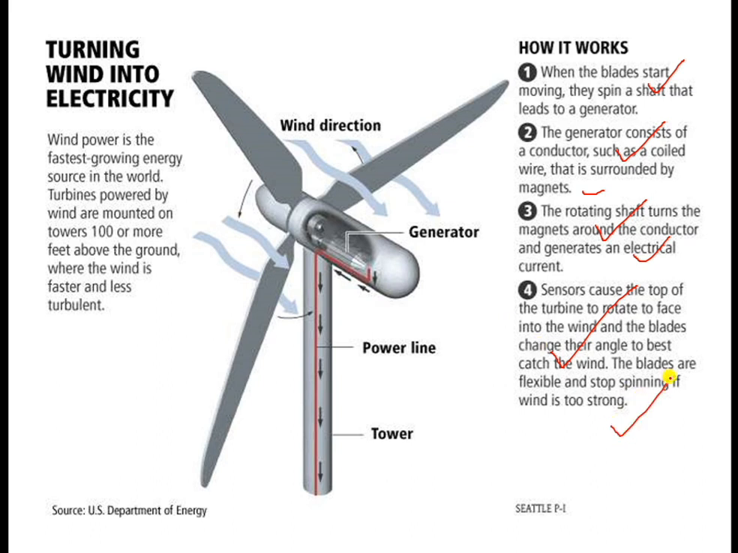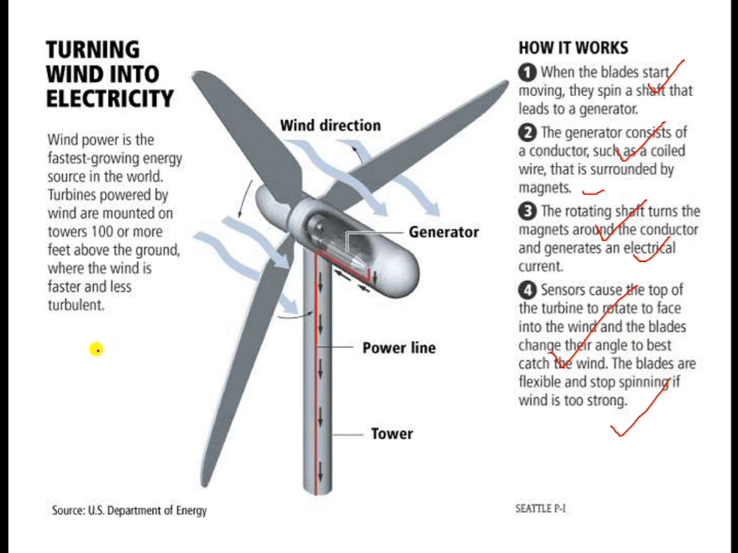The blades are flexible and stop spinning if the wind is too strong. Why? Because if the wind is too strong and the blades are still going to turn, then it may cause some kind of breakage or distortion to the column of this wind turbine power plant, as well as damage to the wind rotor and the whole system, and therefore it will automatically stop.